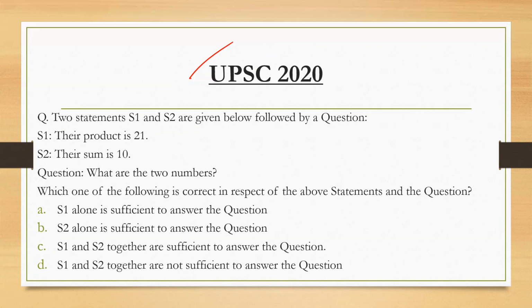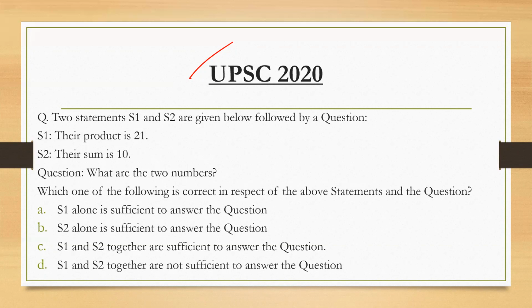Abhishek, fine. Then AC. The product is 21, the sum is 10. Are the two numbers? Raghavan, fine.